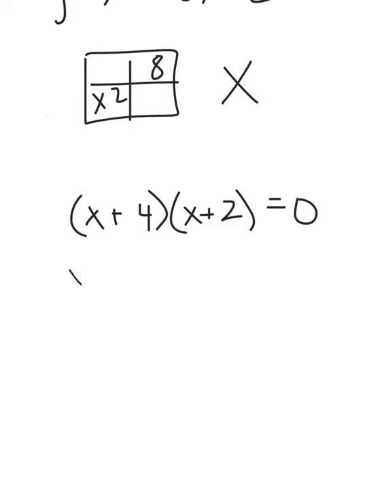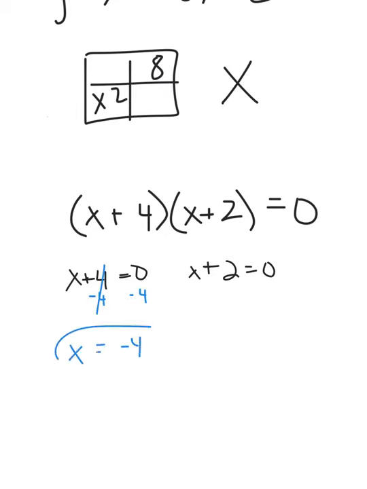If you want to show the work, you're just taking each set of parentheses and making it equal to 0, and asking yourself, what number should the x be so that I get to 0? So one of the answers is -4, because -4 plus 4 is 0. And if you wanted to show work, you would subtract 4 on both sides to get the x alone, and you'd get x equals -4.